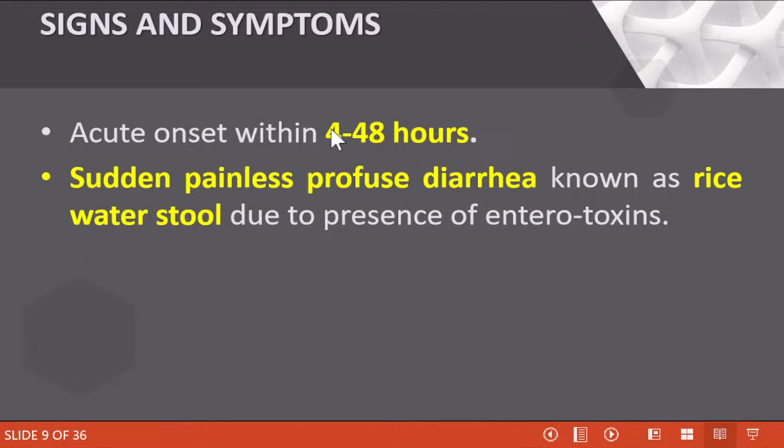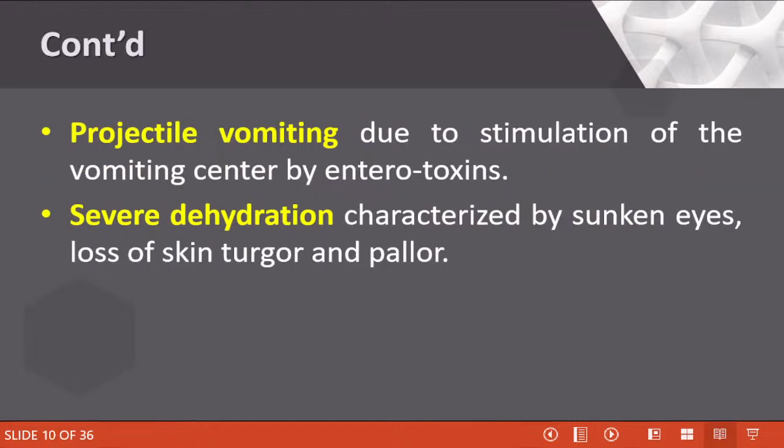So the symptoms appear within 4 to 48 hours. It is that quick and it is that acute. The sudden painless profuse diarrhea known as rice watery, which is due to the presence of enterotoxins in the GIT. Great. There's projectile vomiting. This projectile vomiting comes as a result of stimulation of the vomiting center by enterotoxins, and also severe dehydration, which is characterized by sunken eyes, loss of skin turgor, and pallor.